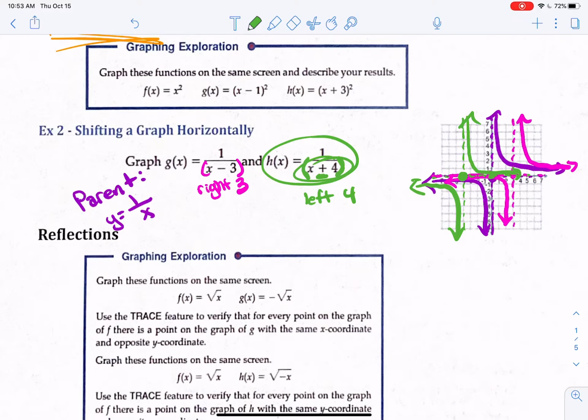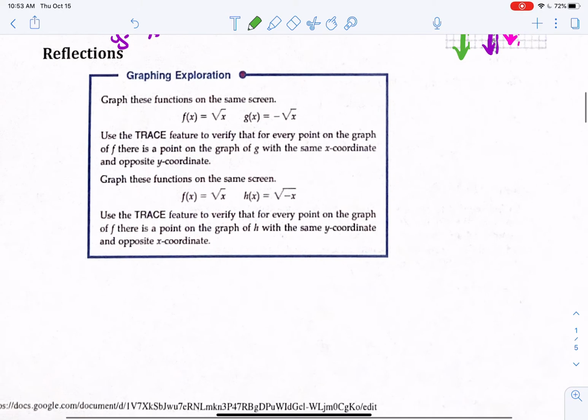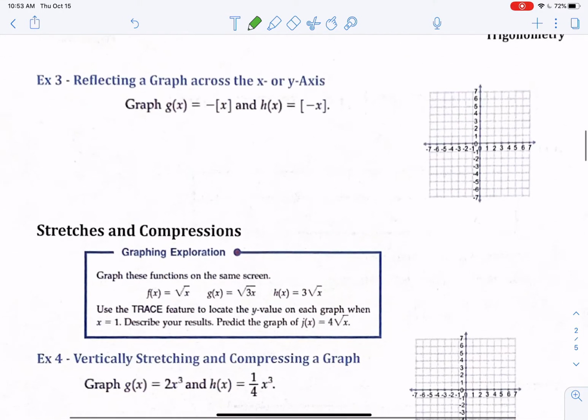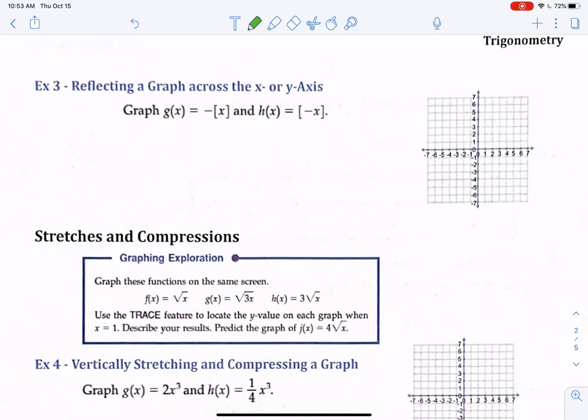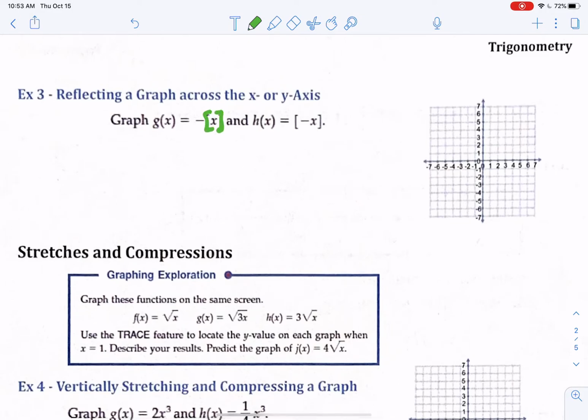So that's shifting a graph horizontally. All right, now I'm going to go to reflections. Reflecting across the x-axis or the y-axis. I'm going to change this function. This is the greatest integer function, those little brackety things, but I don't like to deal with that, and I won't test you over those questions. So I'm going to change this to be an absolute value function, okay? And we're going to see how this looks.